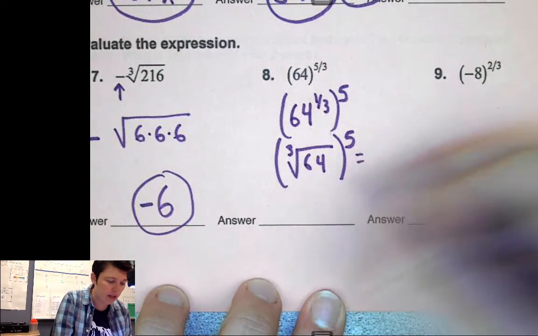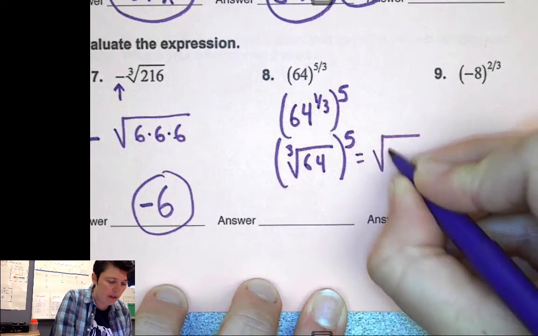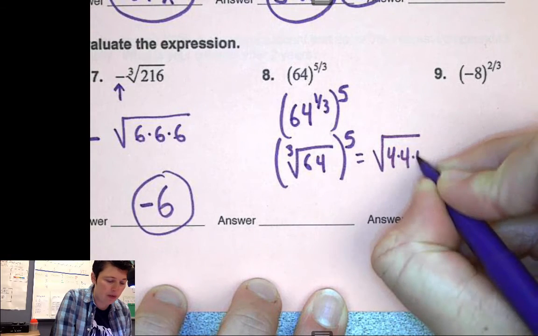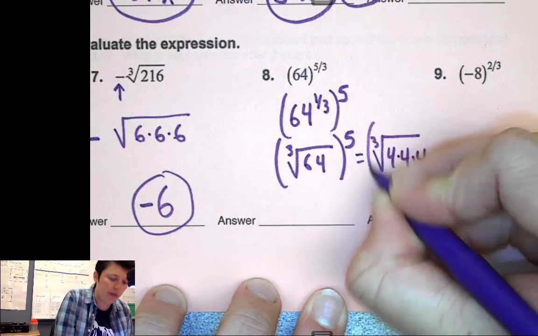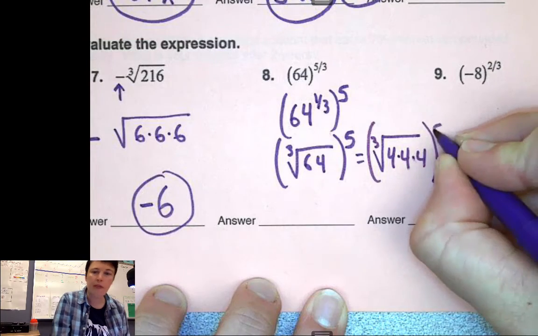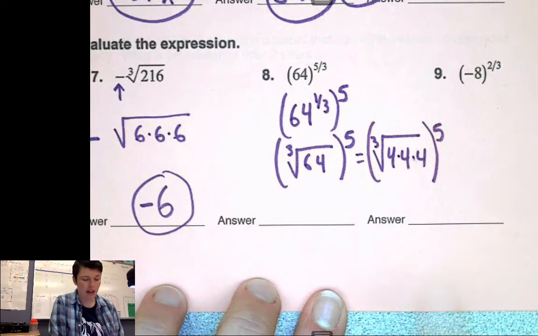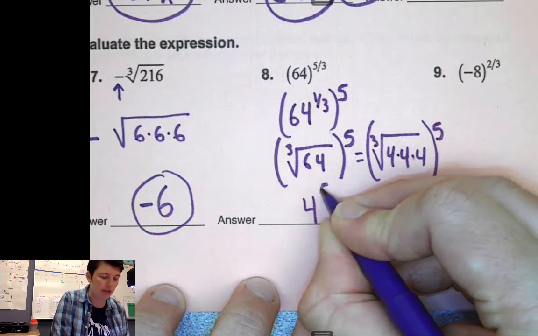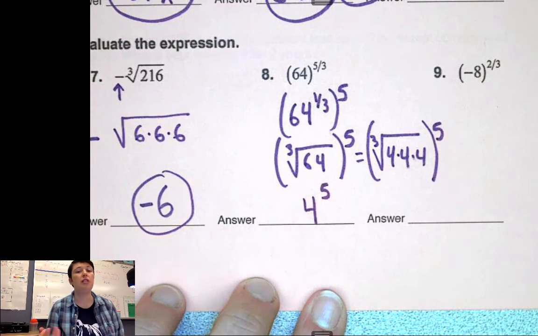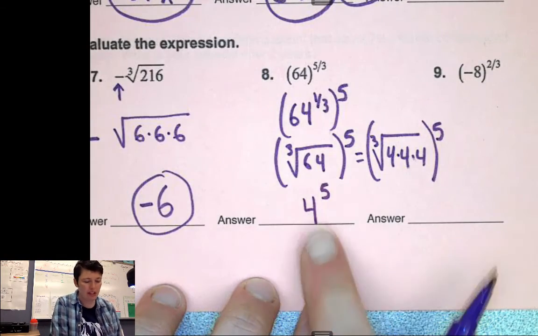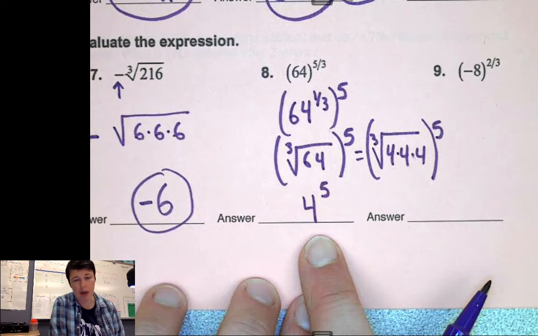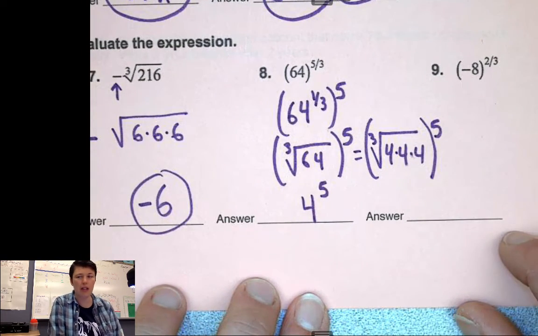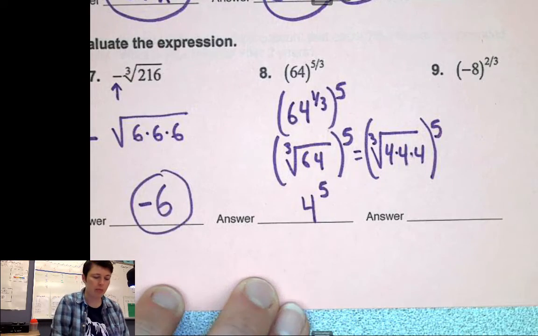So let's see, I'm going to write it over here. If 4 times 4 times 4 is the third root of 64, what we'll do is we'll take that 4 and we'll cube root it. We'll take the 4 out, and now we just have to figure out what 4 to the 5th is. 4 to the 5th is going to be our answer. And technically we could probably leave our answer like that, but we're supposed to evaluate. So I'm going to do 4 to the 5th power.